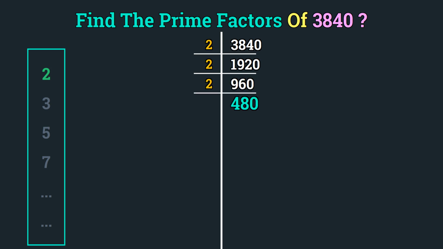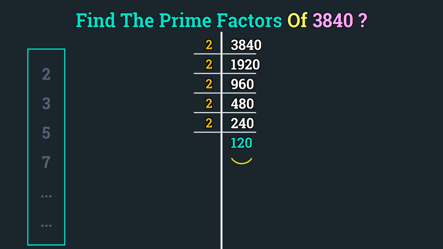Dividing 480 by 2, which equals 240. So 480 divided by 2 equals 240. Dividing 240 by 2, which equals 120. So 240 divided by 2 equals 120.